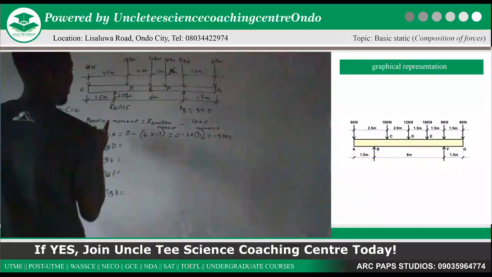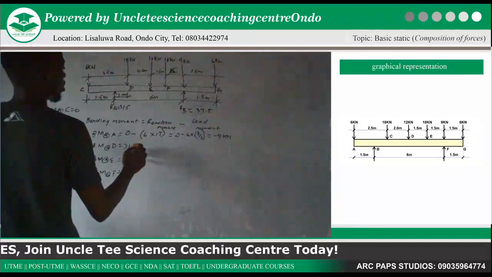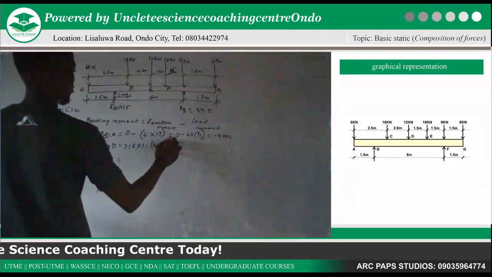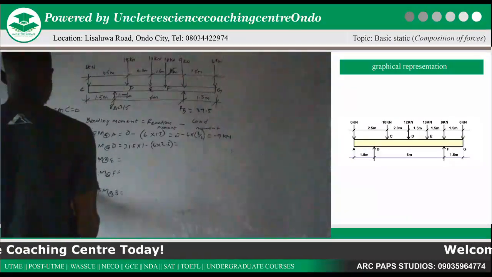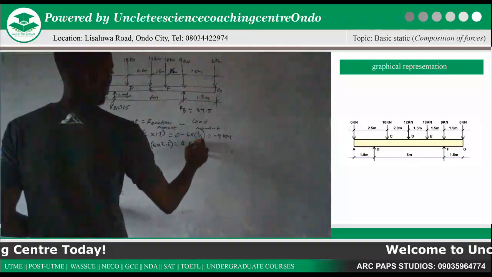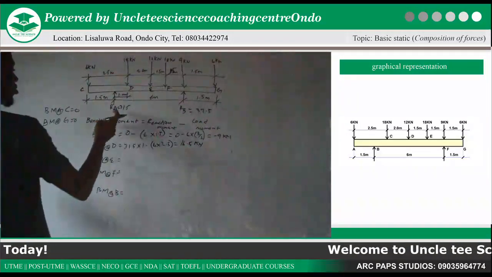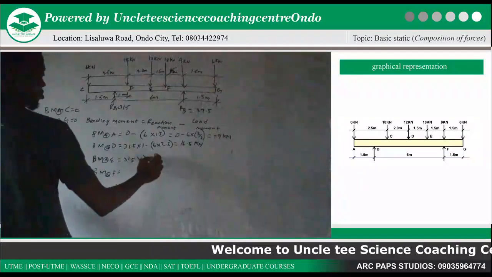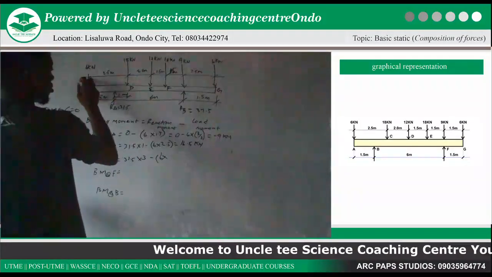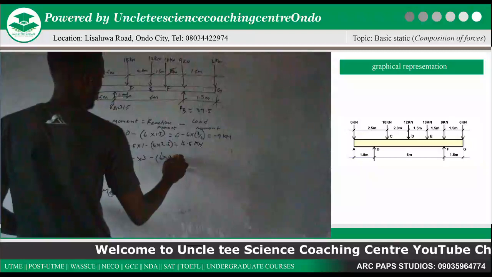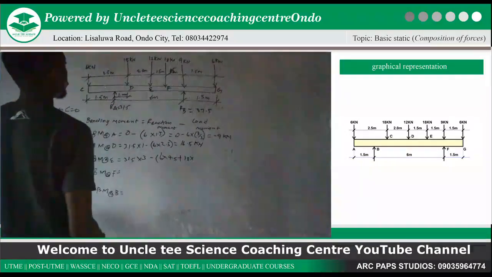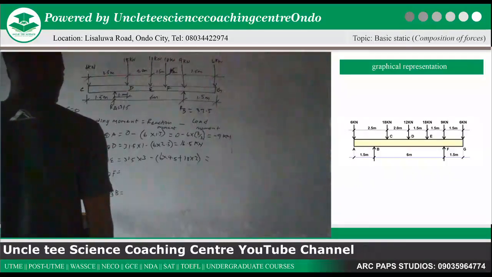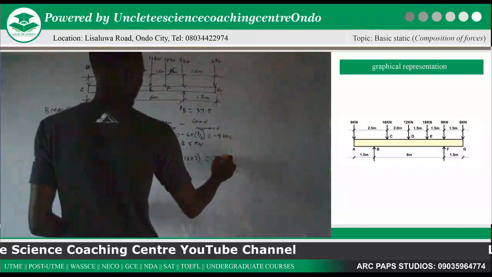Now going to D, is there any reaction before D? Yes, 31.5 times distance to D, 1, minus load moment, 6 times distance to D, 2.5, which will give us 31.5 minus 6 times 2.5, and that will give us 16.5 kilonewton. Now going to E, reactions before E, that is 31.5 times distance to E, 3, minus load moment, 6 times 4.5 minus 18 times 2. That will give us 31.5 kilonewton.